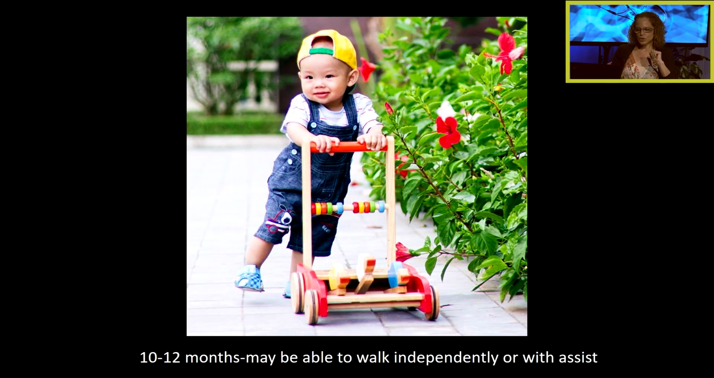At 10 to 12 months, they may be able to walk independently or with the assist of one of these fun little contraptions like you see here in this photograph. But again, some babies may walk sooner, and some babies may not walk until after their first birthday. I don't think any of my babies walked until after their first birthday.